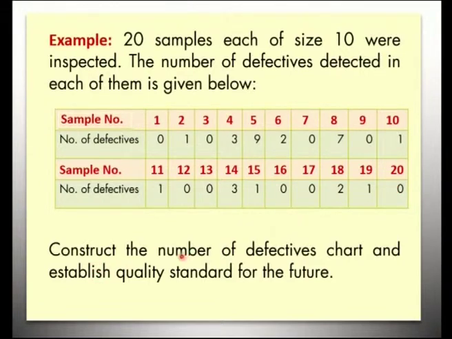The question is, construct the number of defectives chart, that is NP chart, and establish quality standard for the future also. That is, if there are particular points which lie outside the control limits, then we will delete them and then we will again find out the control limits, the 3 sigma limits, as revised ones. That is, the revised UCL and revised LCL will be calculated so that we will be able to establish the quality standard for the future. This is done in this example.